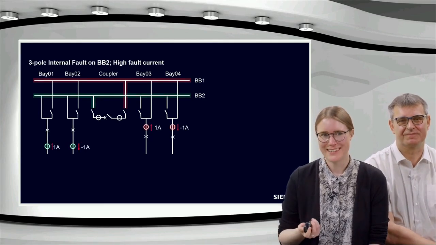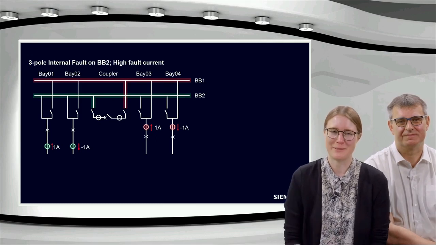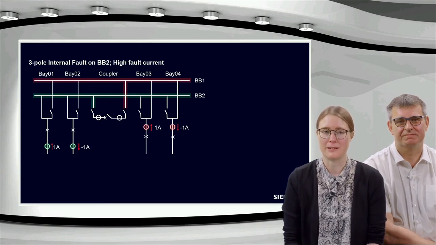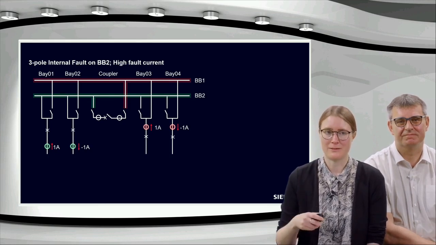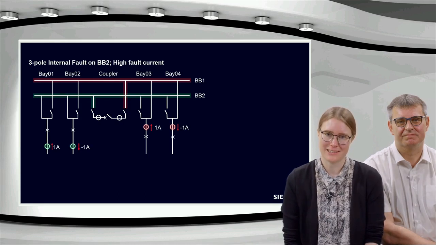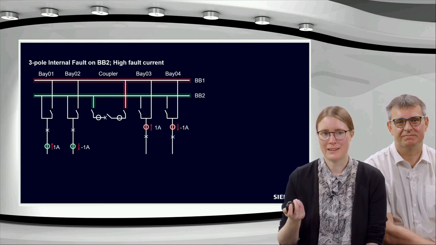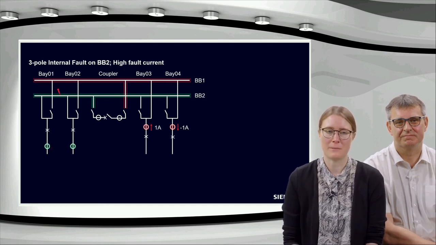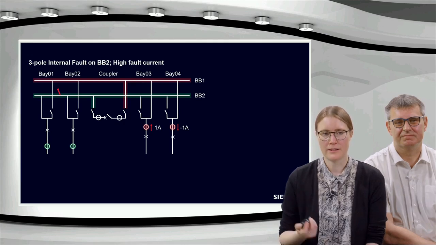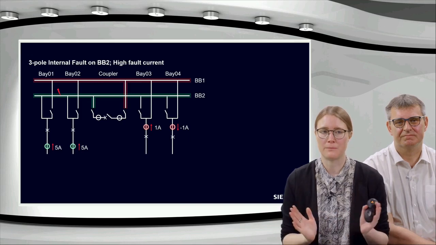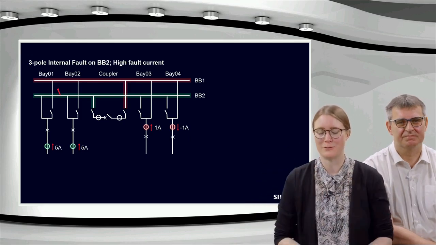Thank you. So this is what I want to demonstrate first, a three-pole internal fault on busbar 2 with a high fault current. So these are our pre-fault conditions, as explained earlier, with the coupler open. And then let's assume there's a fault on the busbar 2 between bay 1 and bay 2. And this leads to a current that is increasing and now flowing from both directions towards the fault.